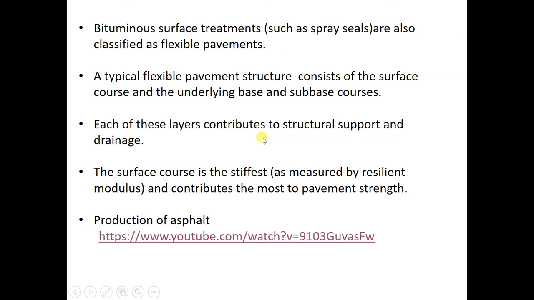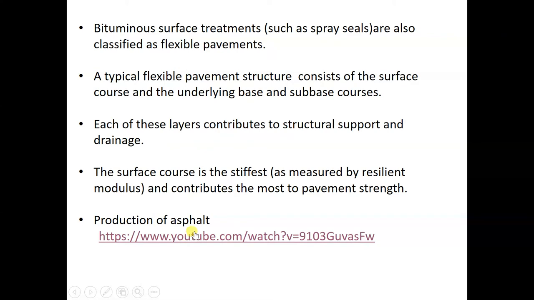I think you can understand, because all the traffic loading will be spread down. It is transferred from the surface course, the asphalt layer, down to the base course, then further down to the sub-base, and then finally to the subgrade. The surface course is the stiffest as measured by the resilient modulus and contributes the most to pavement strength. So comparatively speaking, among the surface course, base course, and sub-base, the surface course made of asphalt is the strongest, so it takes up most of the load.